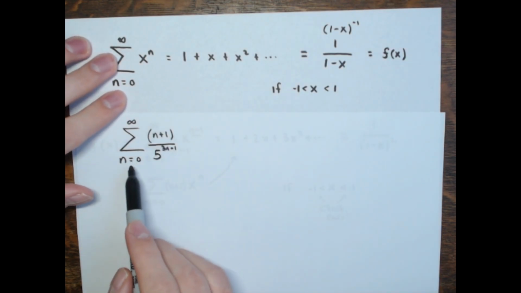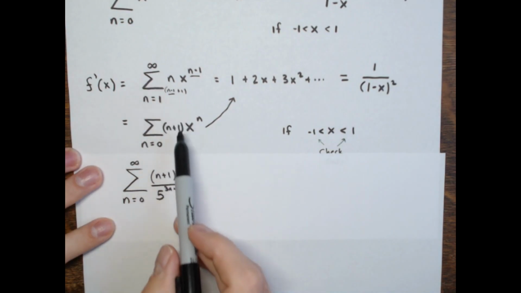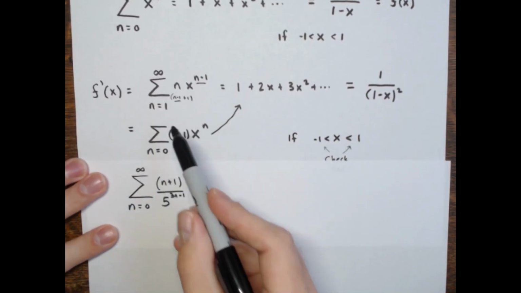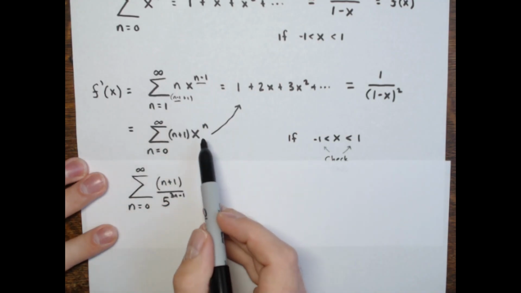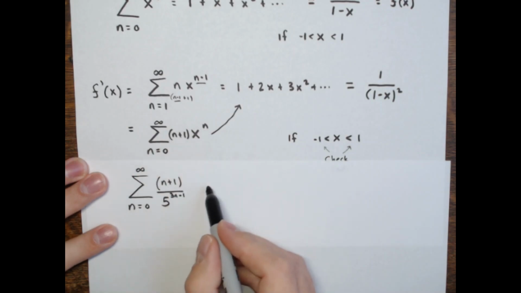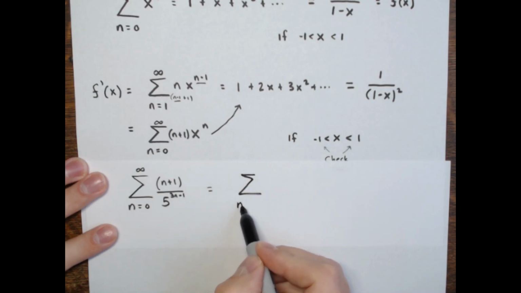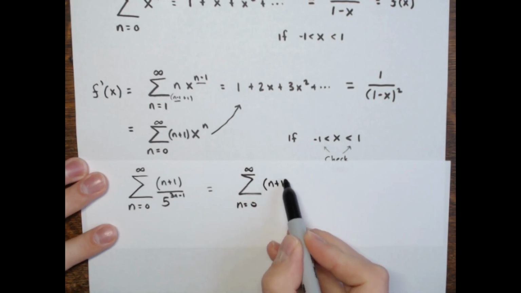Now, I see this sum from n equals 0 to infinity of n plus 1 times something. Again, based on our knowledge of the derivative of a geometric series, I'm getting something like this. So I would like something to the nth power next to that. So I'm going to manipulate this a bit. We've got the sum n equals 0 to infinity. All right, so I've got the n plus 1.